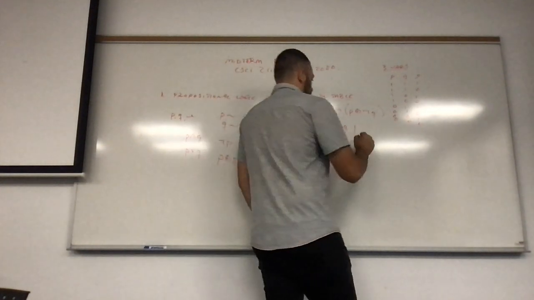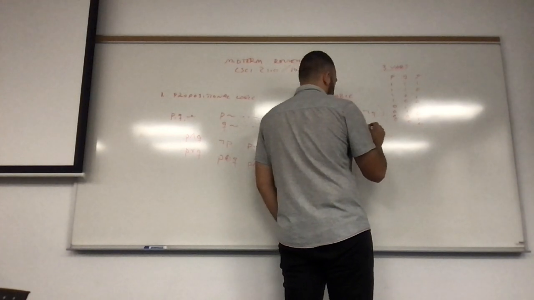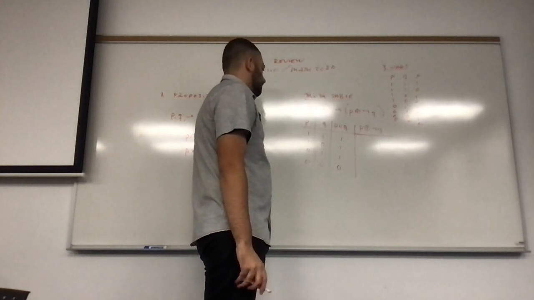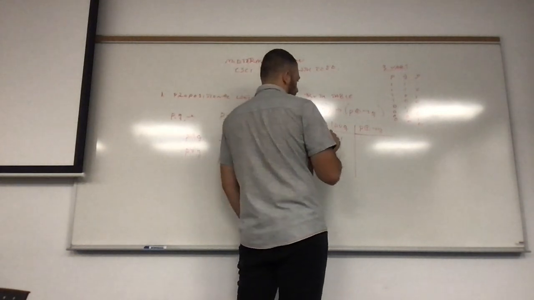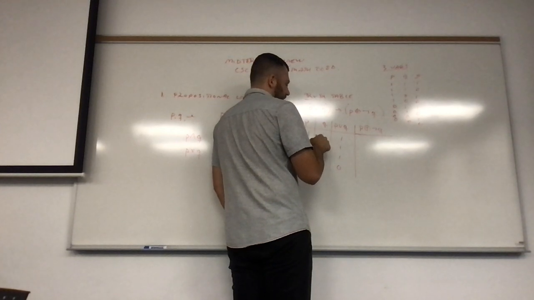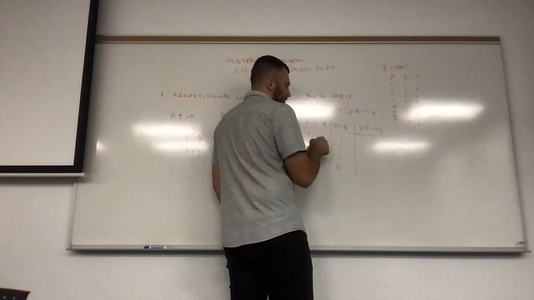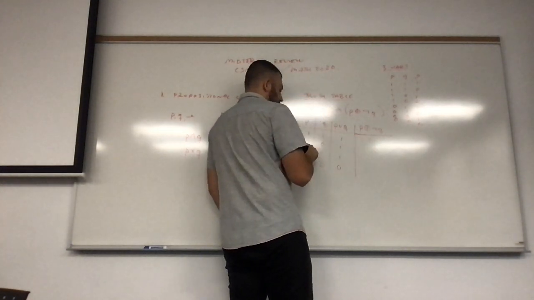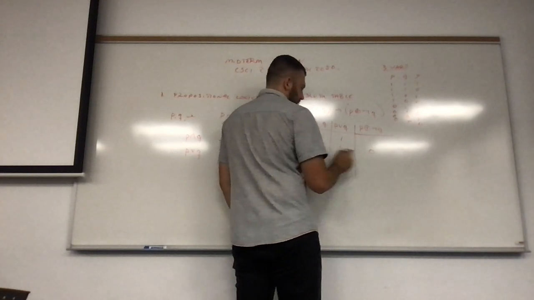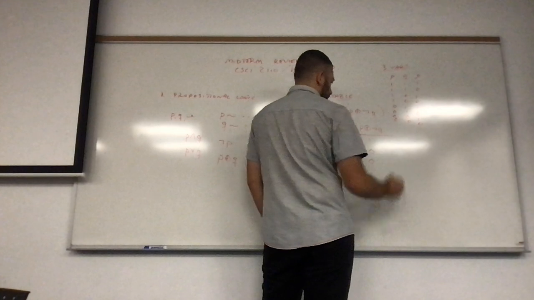Okay, and then from here, we'll write out the next expression, which was P XOR not Q. So we have P XOR 0, 1 XOR 0, sorry, because not Q is 0. So 1 XOR 0 is 1. 1 XOR 1 is 0. 0 XOR 0 is 0. 0 XOR 1 is 1.